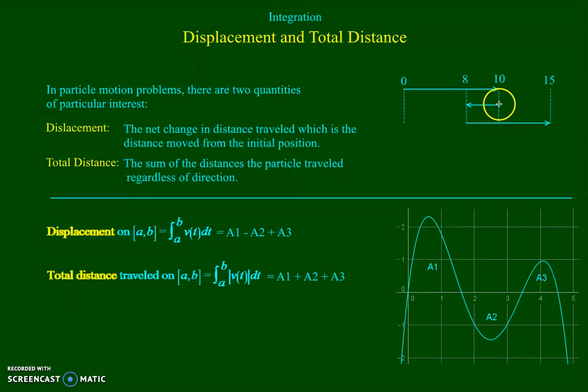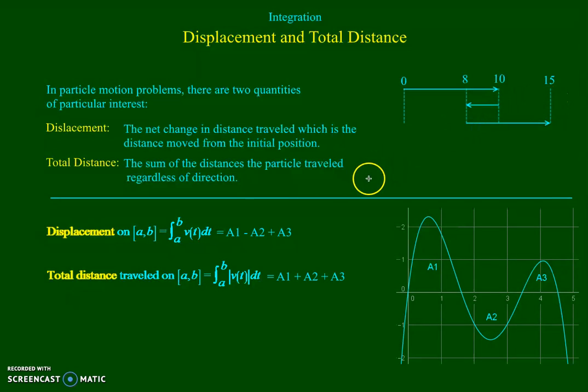Then it turns around and moves to the left 2 units. And then it turns back around and moves to the right another 7 units. The particle's net change, or displacement, is the measurement of its current position from its initial starting point, which is 15 units. So the net change of this particle was 15 units, or the displacement is 15 units.